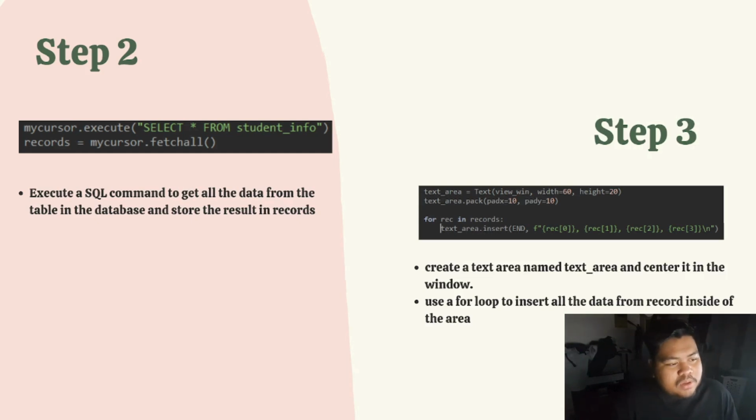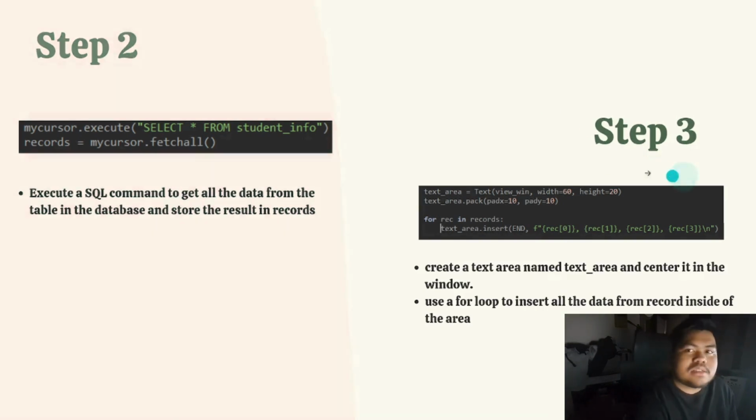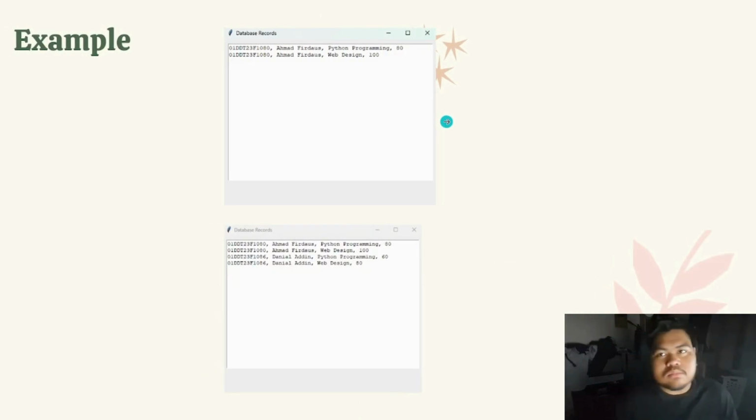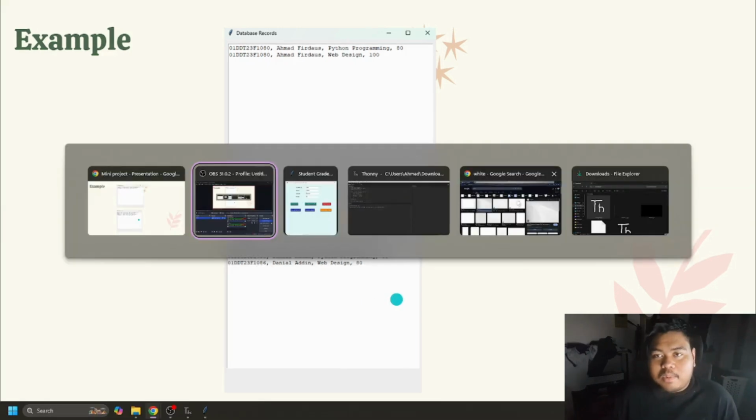And for step 3, we just create a new text area, center it, and then we use a for loop to insert all of the data inside of the text area. Alright, let's see some examples right here. The example that we have is like this: the student ID, the student name, the subject, and the mark. Right here, this is 2 unit entries, and here is 4 unit entries. And now I'm going to show you the demo.